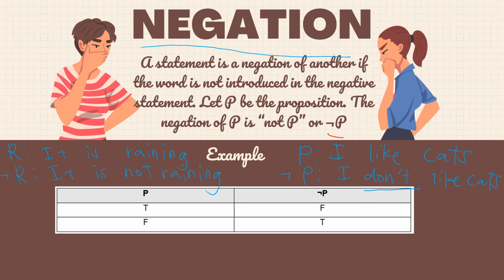Okay, so another example, if we have the proposition she is tall. If we negate that statement, we can say she is not tall. Or we can also say the negation of that proposition, she is short. You understand? It's like we can use the antonym of this word to negate the sentence. Okay?